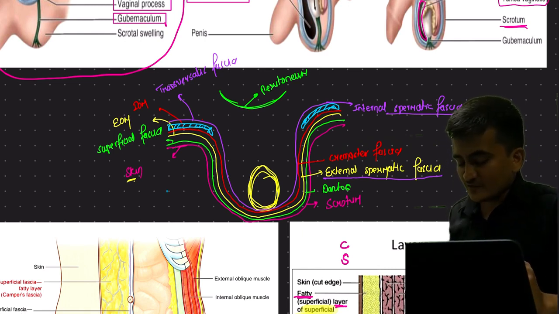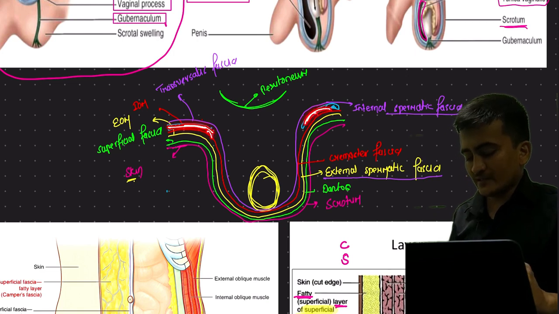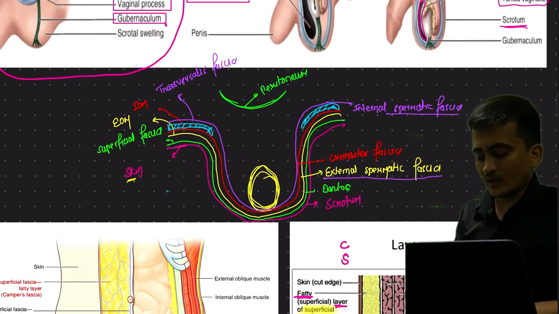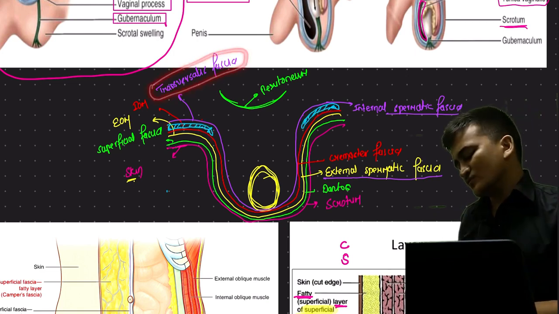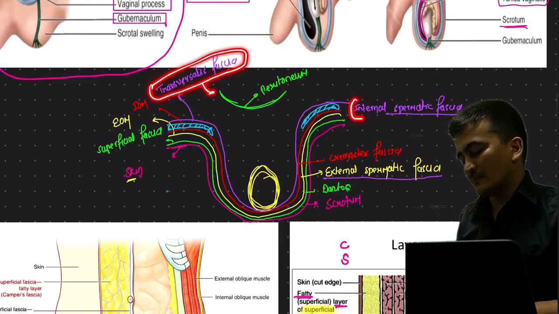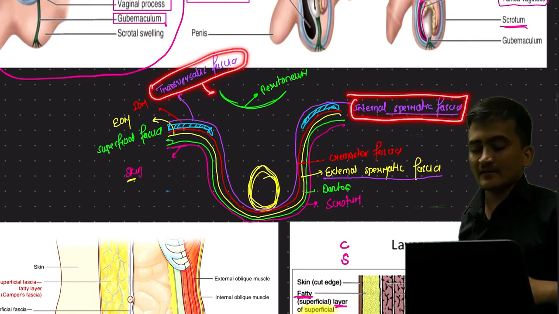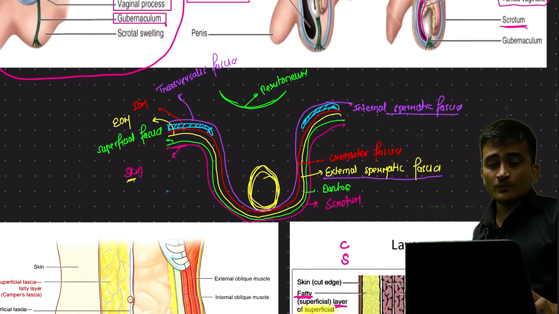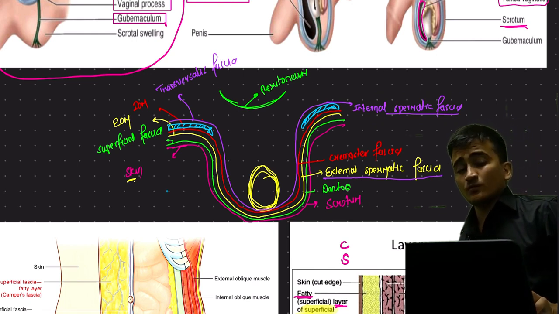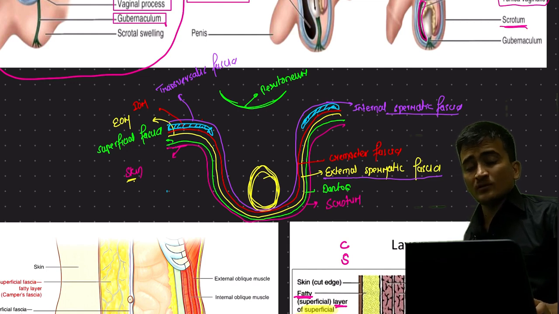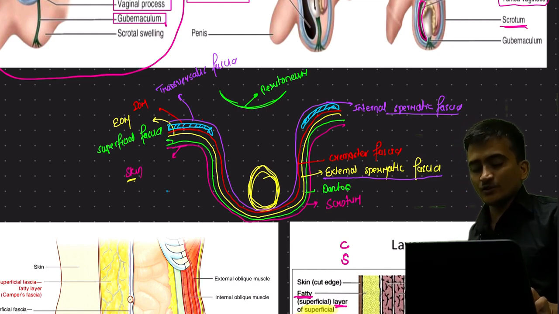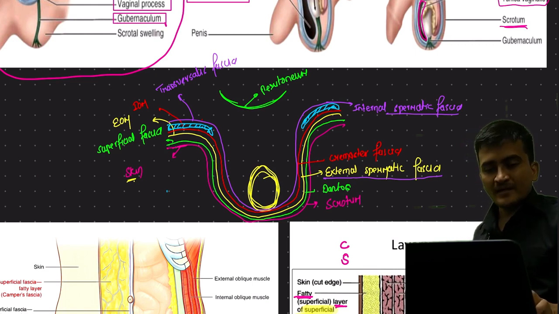Similarly, transversus abdominis will not contribute at all; it will be stopped at that place. Now what about the transversalis fascia? It will help in the formation of the internal spermatic fascia. So this was all about the anterior abdominal wall playing a role in the inguinal region when the testis is descending. Okay, that's all.